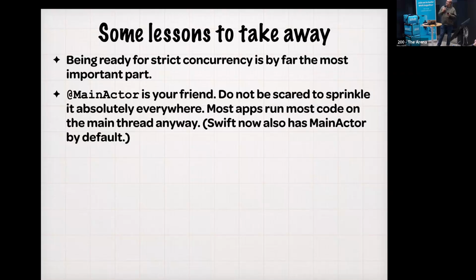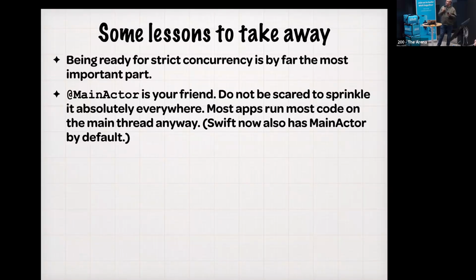Now, the other thing is that main actor is your friend. Marking functions and classes as main actor, that's good. So don't be scared to put this everywhere in your code. Probably you have an app that is mainly UI. All of the code is going to be running on the main actor anyway. Just add main actor everywhere. It makes your life easier. It makes a lot of your problems go away by just sprinkling that in everywhere liberally.